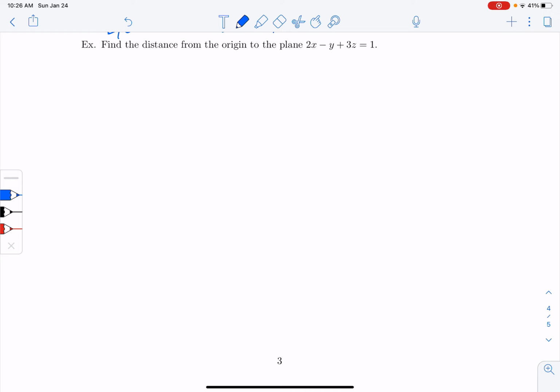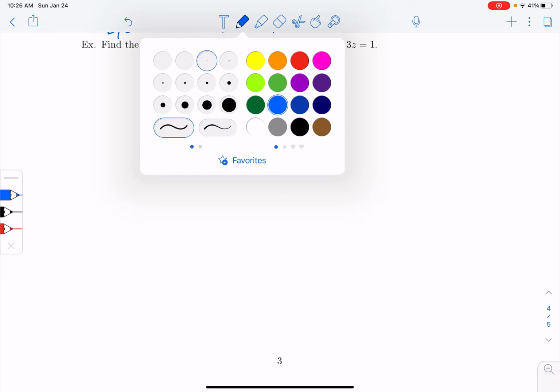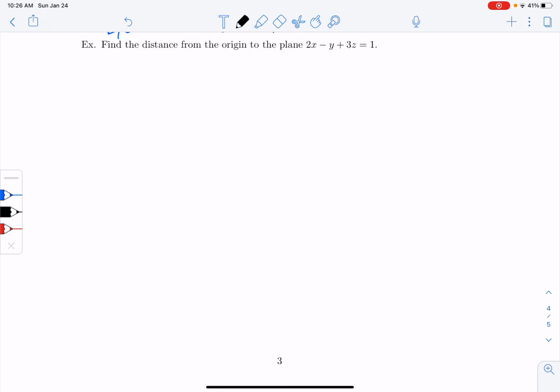So in order to draw this, I'm going to draw the plane as being flat. I'm going to think about rotating my coordinate system so that the plane that I'm looking for, 2x minus y plus 3z equals 1, is flat. And then I'm going to stick the origin, that point that I'm looking at, out here. I'm going to call that point P. It's a point that's not on the plane.